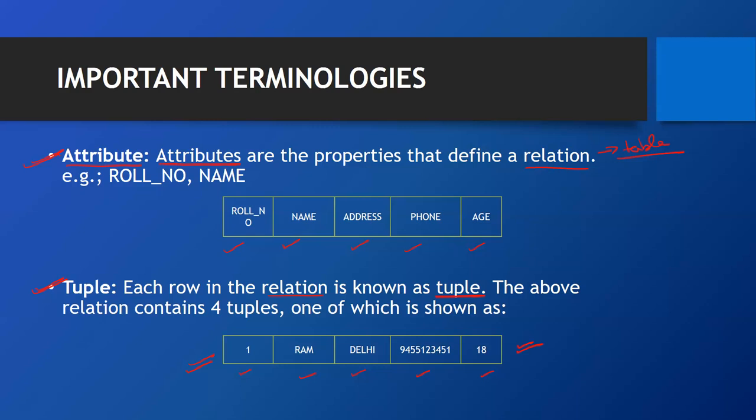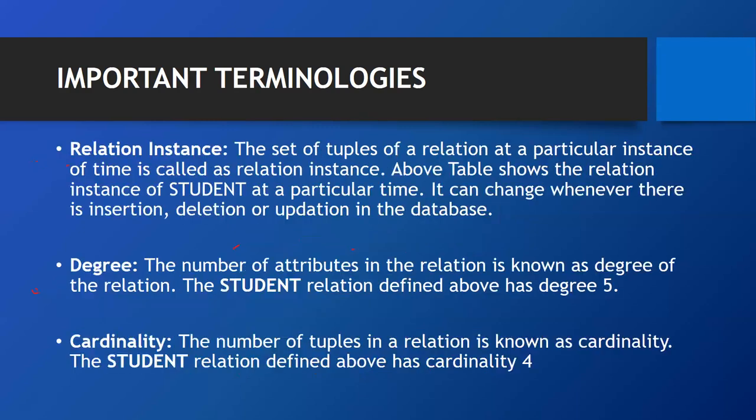Let's move ahead and talk about relation instance. The set of tuples of a relation at a particular instance of time is called a relation instance. So our table shows the relation instance of a student at a particular time frame. It can change whenever there is insertion, deletion, or update in the database.